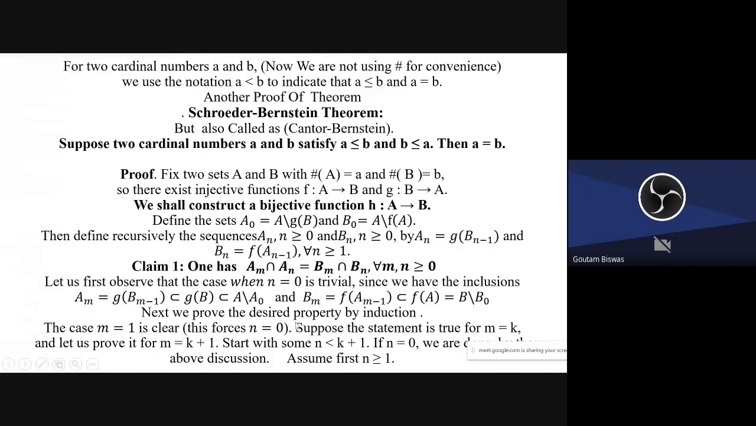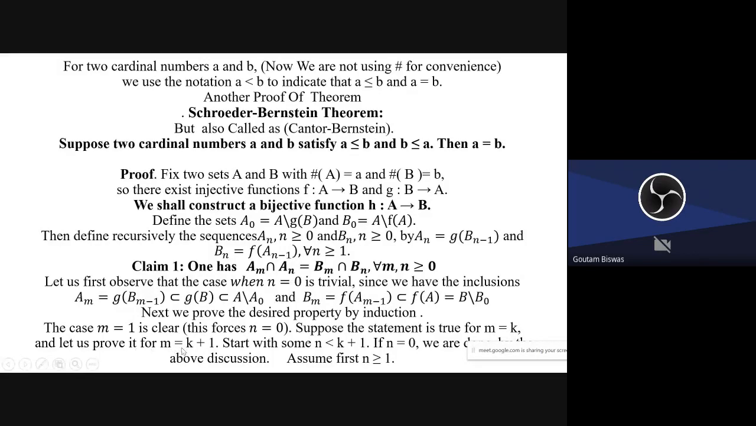Next, we prove the desired property by induction. So this set is contained in this set, and this set is contained in this set, so their intersection is the same. For case m equals 1 it is clear. This forces n to be 0. Put m equal to 1 and do the calculation, you will see n should be 0.